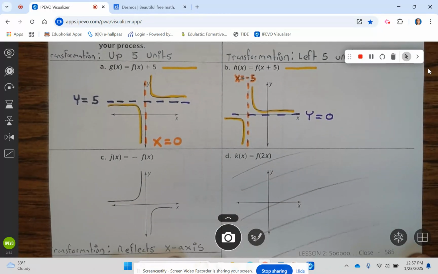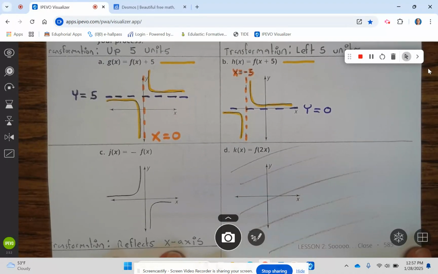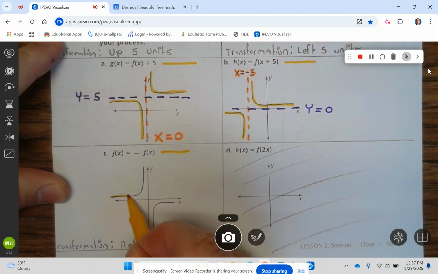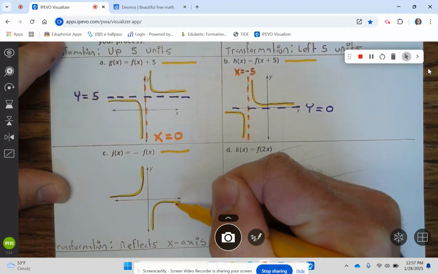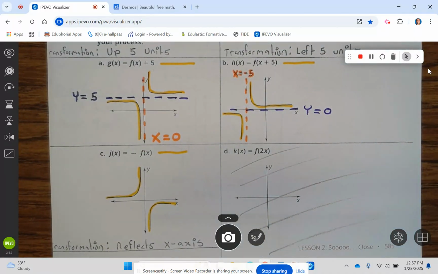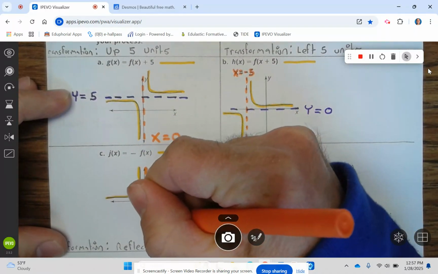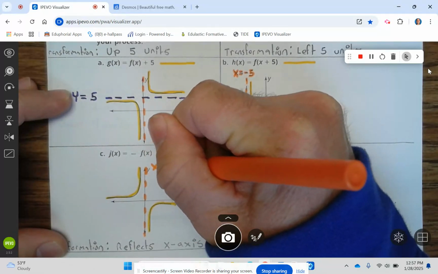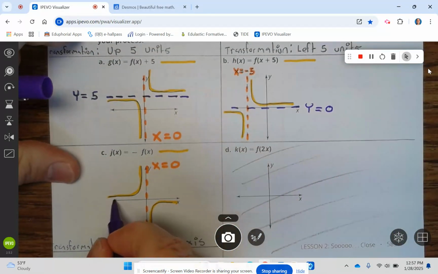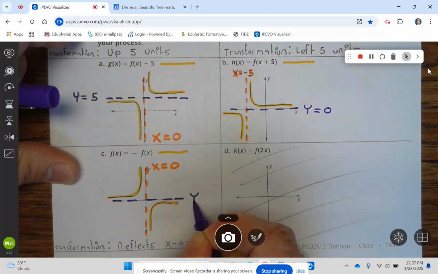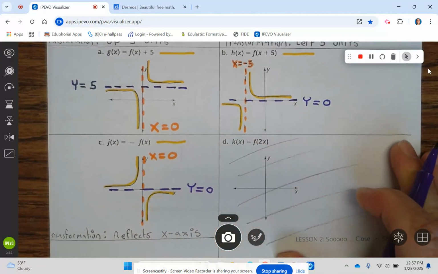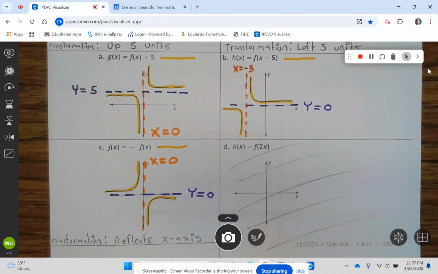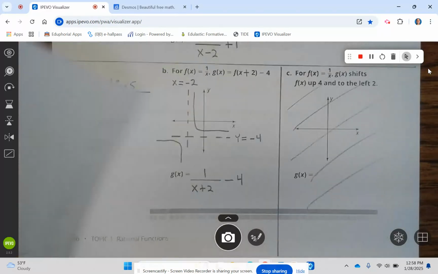All right, let's take a look at C. Okay, so again, let's graph it in yellow. And then you have a vertical asymptote at x equals 0, and a horizontal asymptote at y equals 0. And the transformation reflects over the x-axis. Go ahead and mark out D, and let's take a look at the next page.